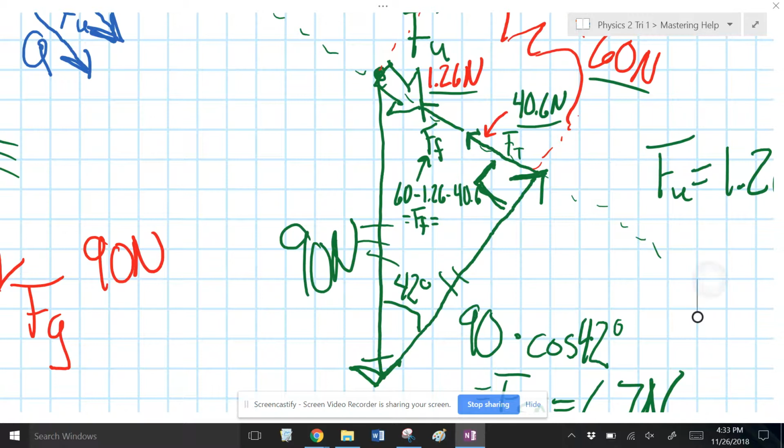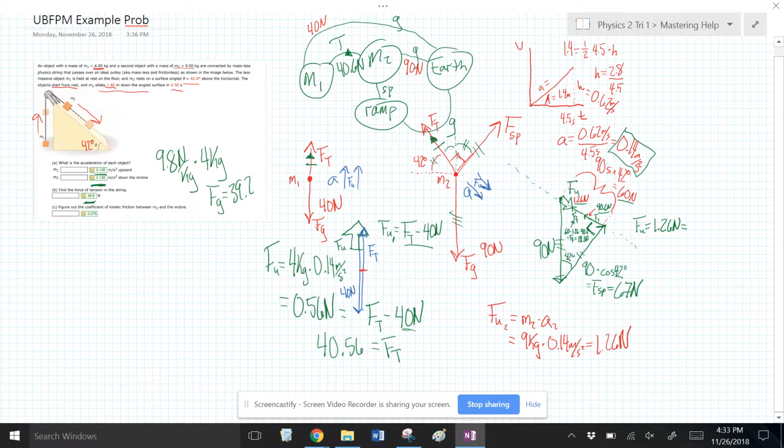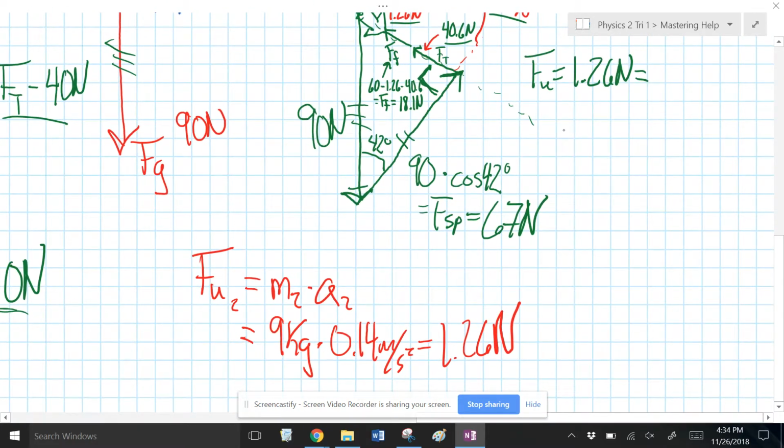So that's going to leave 18-ish newtons for the friction. And the last thing that we're asked to find is the coefficient of kinetic friction between M2 and the incline. Okay, well, FFK equals mu K times smoosh poosh. And we know that the friction force has to be 18.16 newtons. Sorry, let's call that 18.1. Come on, eraser. There we go. 18.1 newtons.